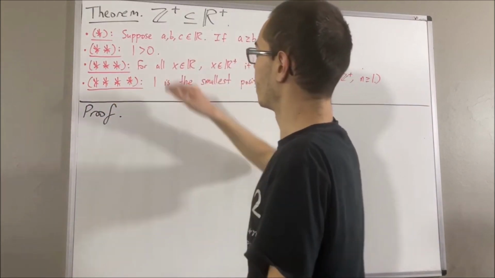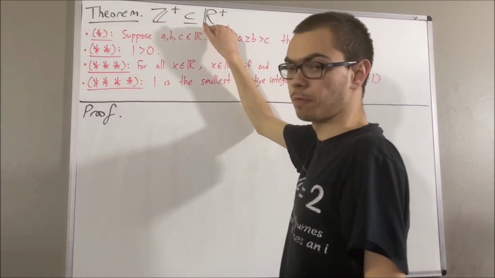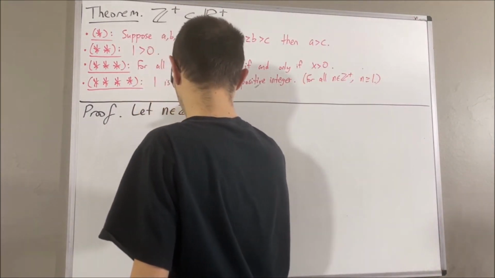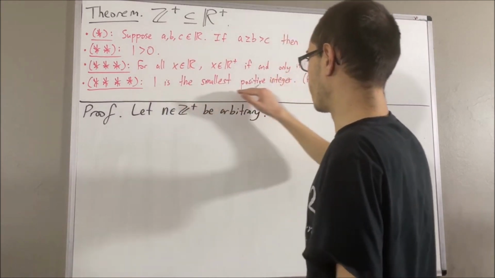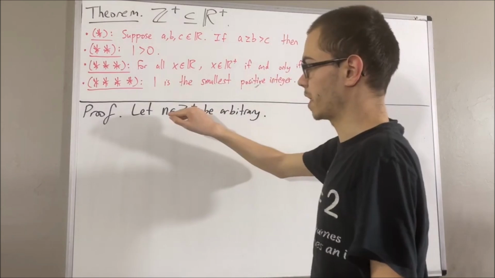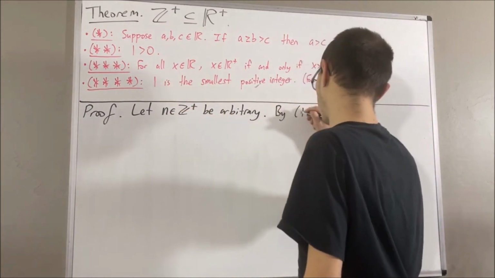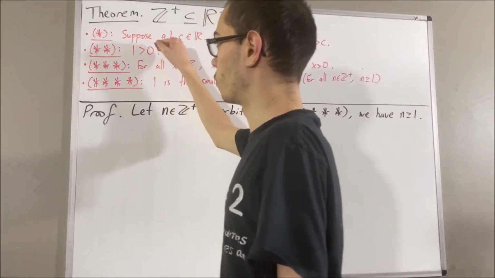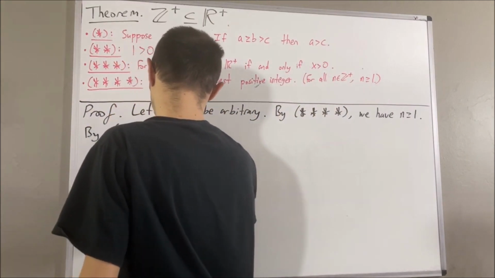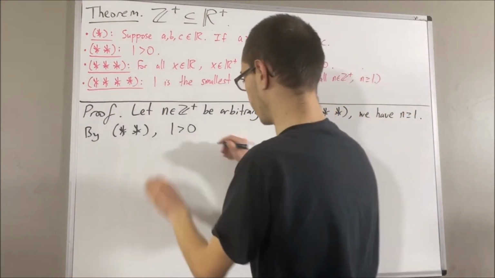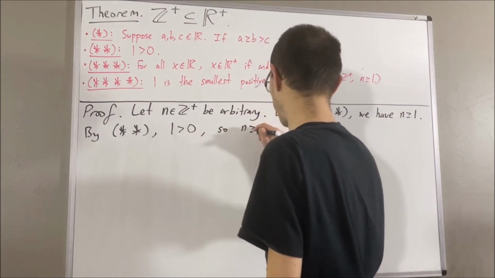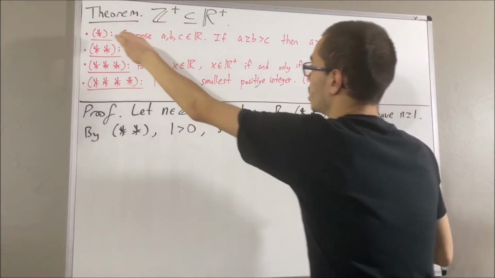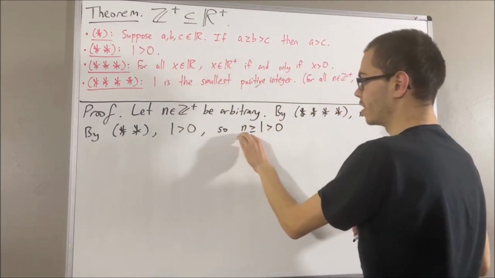Now, we're trying to prove every positive integer is a positive real number. And to prove that, let's give ourselves an arbitrary positive integer. Call it n. Well, since 1 is the smallest positive integer, this means we must have n is greater than or equal to 1. But then, according to star star, we have 1 is greater than 0. So then, combining these two inequalities together, we have n is greater than or equal to 1, 1 is greater than 0. So then, applying star, this implies n is greater than 0.